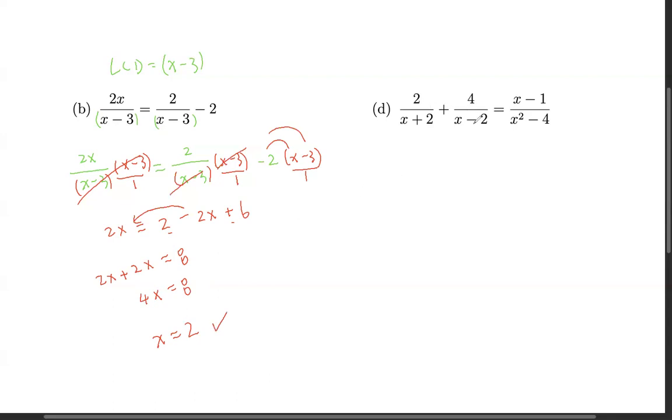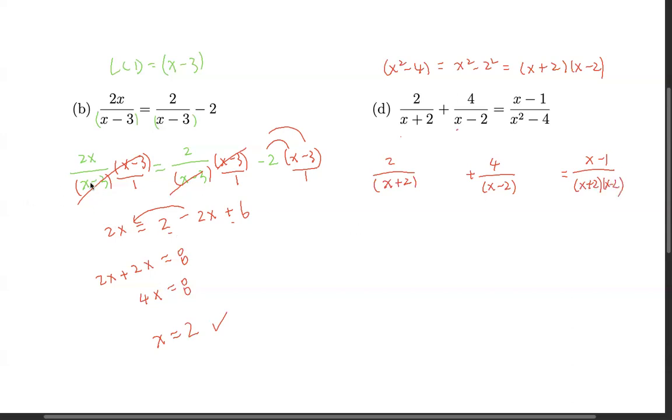Now let's see D. In D, this denominator is x plus 2, this denominator is x minus 2, and what is x squared minus 4? x squared minus 4 is exactly x squared minus 2 squared. Difference of two squares is x plus 2 and x minus 2. So we're going to do the same for every term. We're going to multiply by the LCD, which is x plus 2 times x minus 2. Right? x minus 1 divided by, well, x squared minus 4 is just x plus 2 times x minus 2.